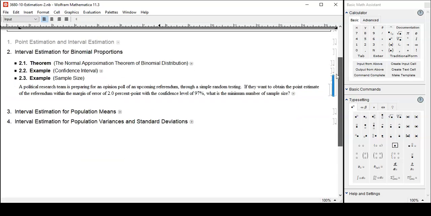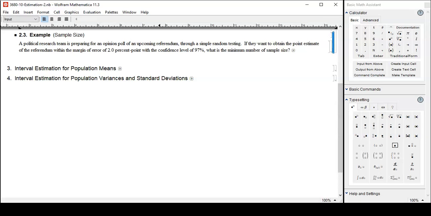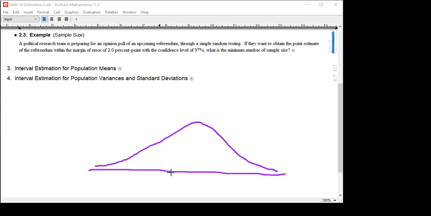So what do we have here? Basically, this problem is visualized like this. Well, lousy picture, but let's suppose this is normal. And what is the best point estimate? Oh, we don't know that. What are the endpoints of the confidence interval? We don't know those either.